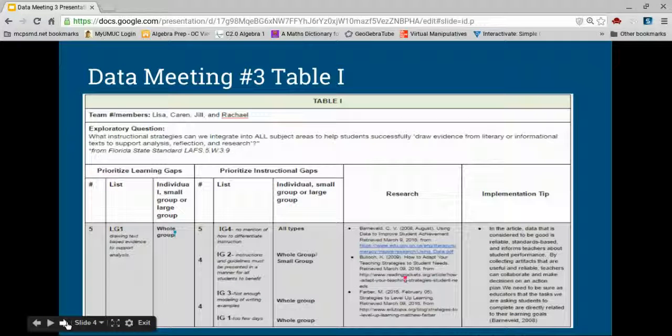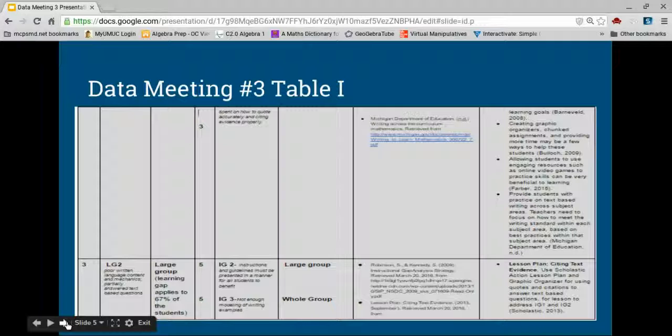During our meetings, all of the members successfully participated without any technological issues. We started by discussing Table 1 and connecting each learning gap to an instructional gap as seen here. Since we identified 2 learning gaps in Data Meeting 2, we focused on supporting each of those learning gaps with our main instructional gaps, along with resources that helped us form an action plan. All resources used in this table are in the last slide of this presentation.